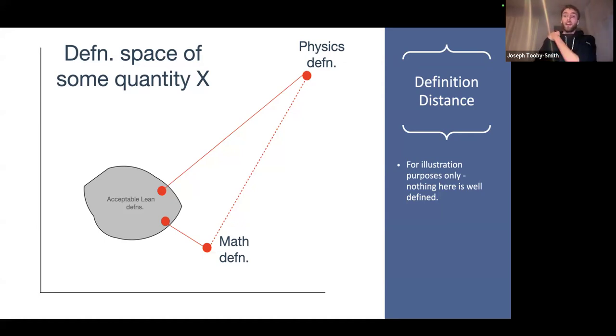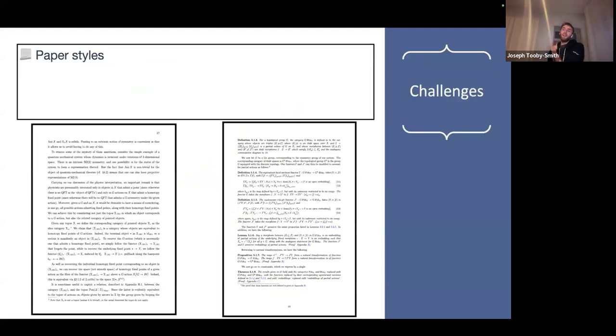There are some other challenges when it comes to formalizing physics. So let me discuss some of those. The first one is paper style, and you're going to have to squint a lot to see these. The paper on the left is a physics paper, and the paper on the right is a maths paper.